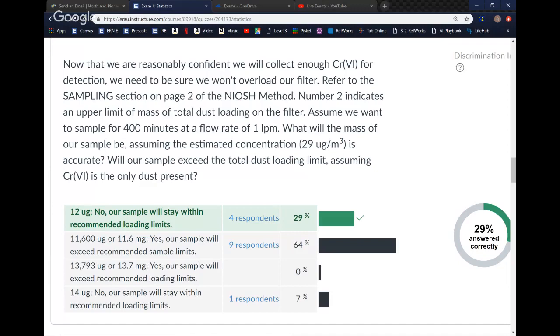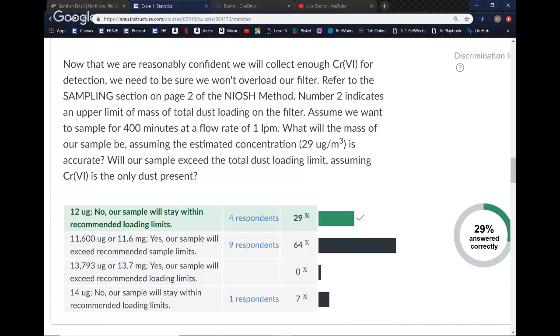But the bottom one, what? So why is it that the answer is 11.6 and the correct answer is now 12? I did round up. We have 11.6. No, that's 11,600 micrograms or 11.6 milligrams. Which is the correct answer? Is that the right answer? It's 11.6 micrograms.